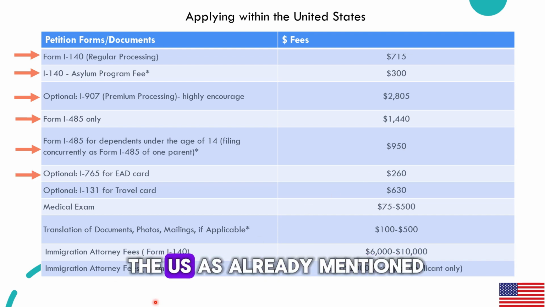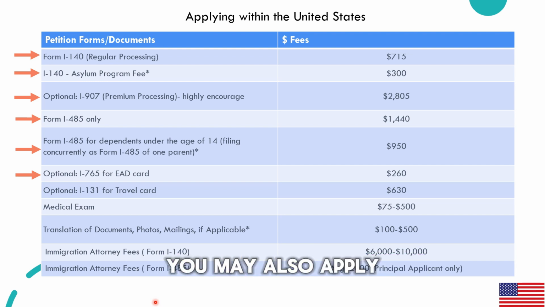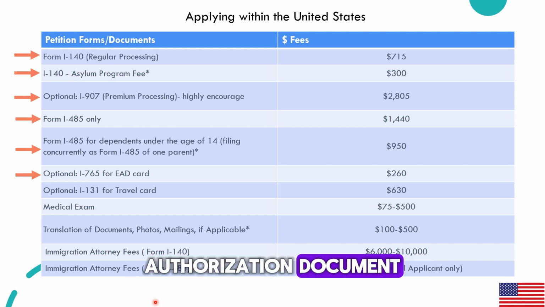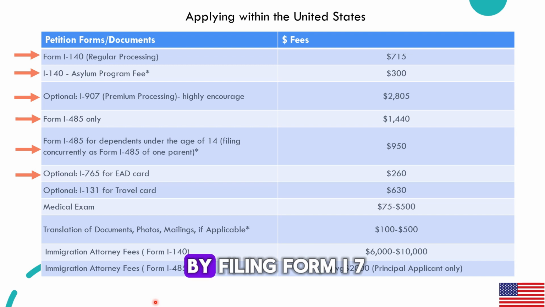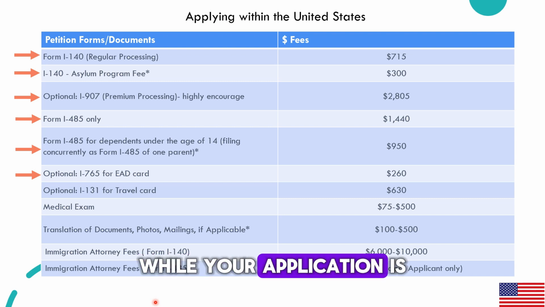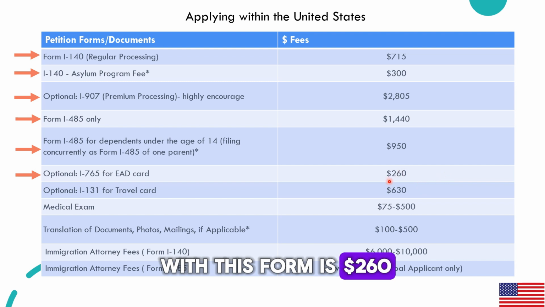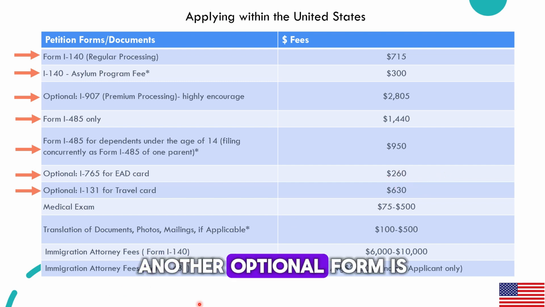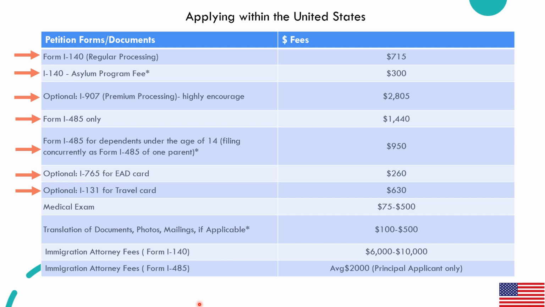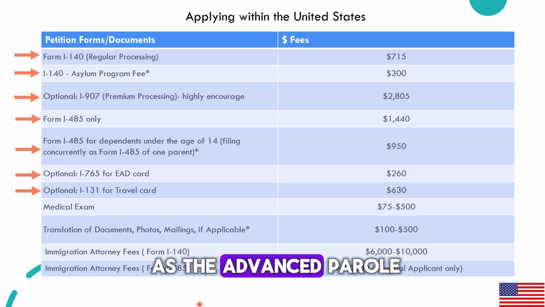If you are in the US, as I already mentioned, you may also apply for an employment authorization document, also known as EAD, by filing Form I-765. This allows you to work in the US while your application is being processed, and the fee associated with this form is $260.